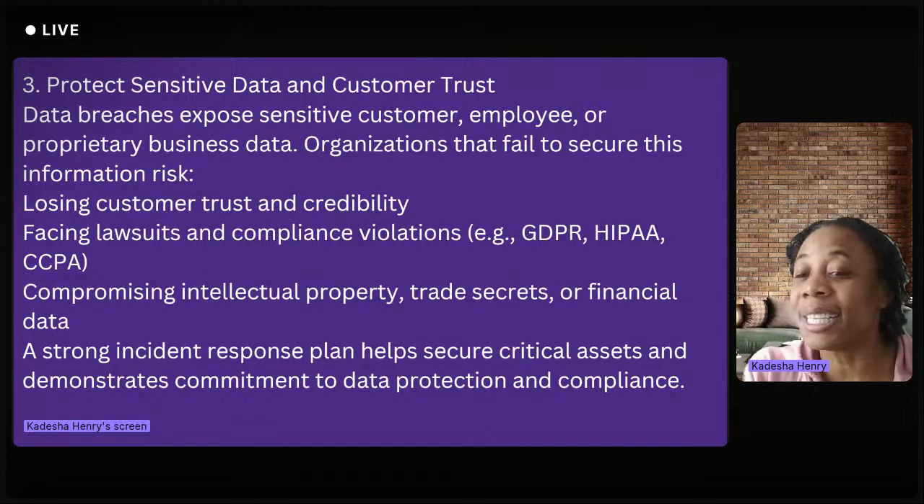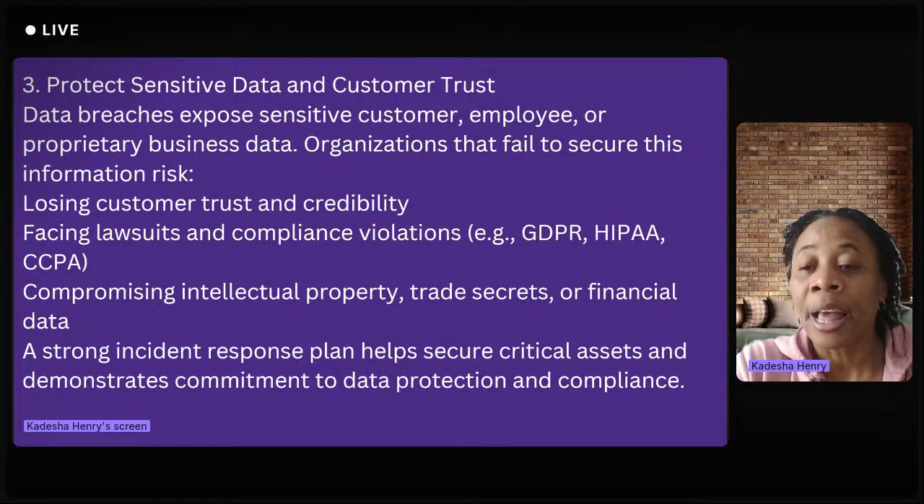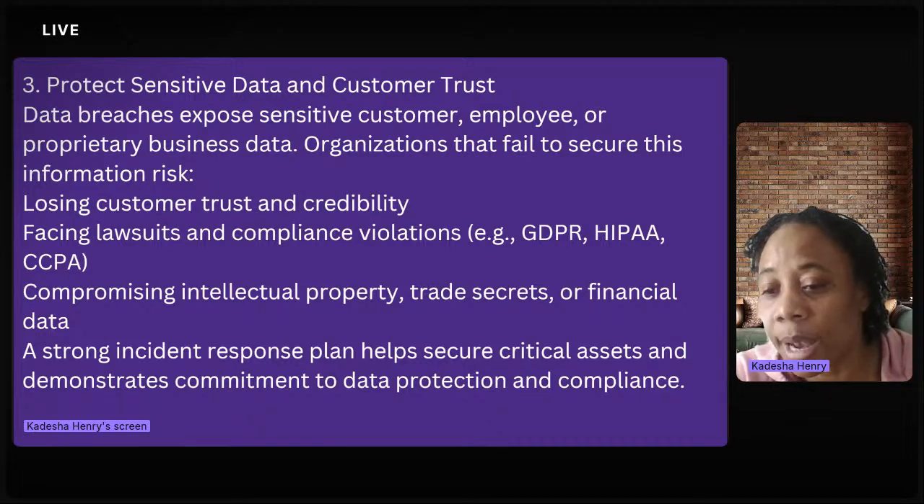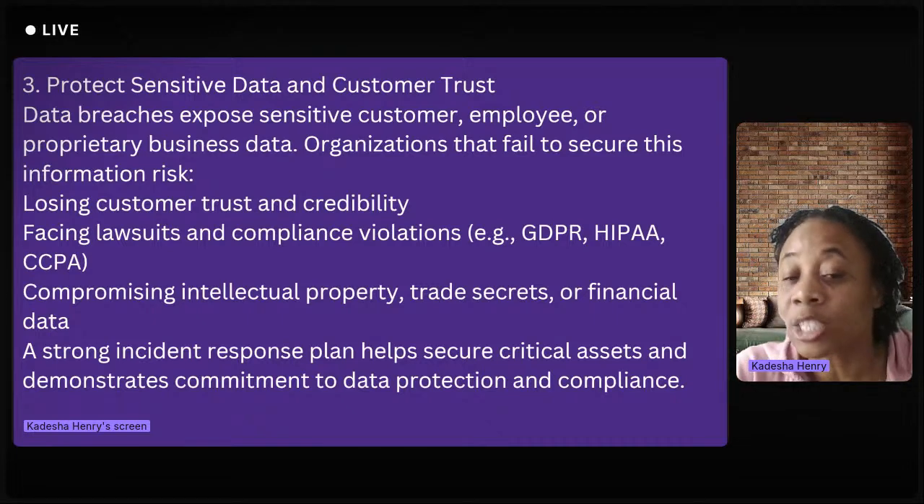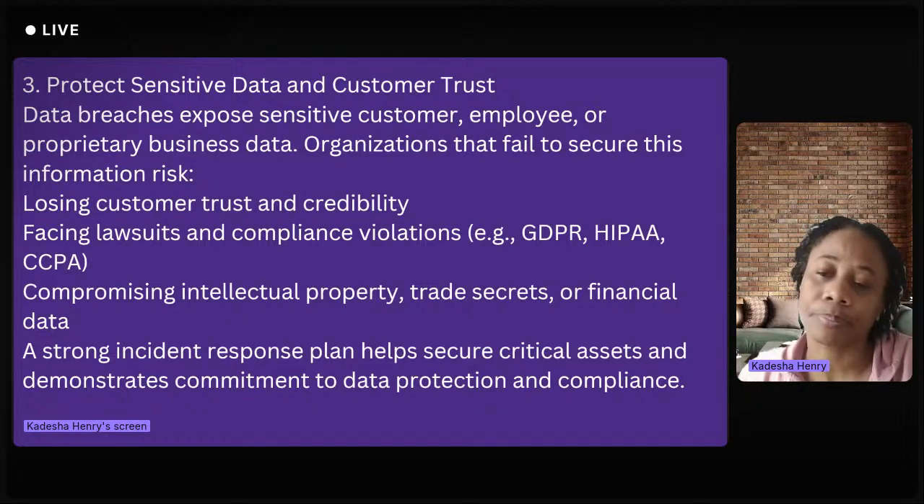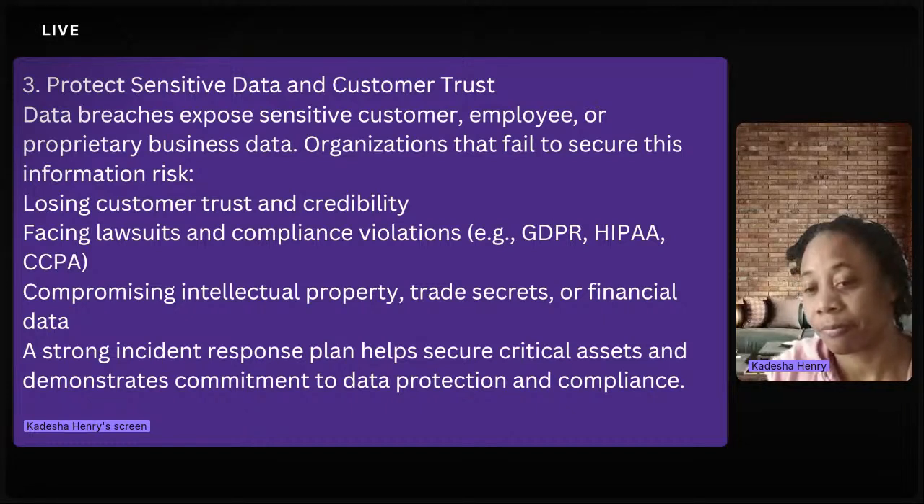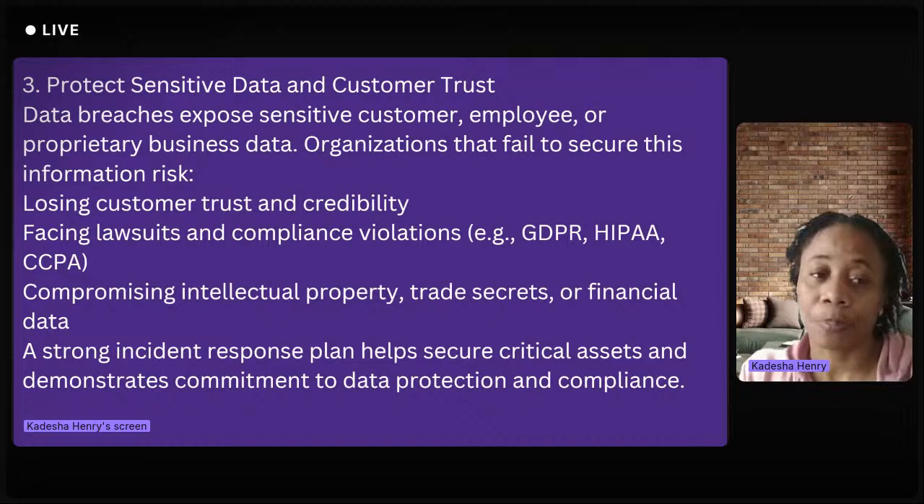So these are the reasons we need incident response plans. Compromising intellectual property, trade secrets, financial data. This is what we're trying to prevent, and this is why we're saying an incident response plan is important. A strong incident response plan helps to secure critical assets and demonstrate commitment to your data and protecting it and being in accordance with compliance. This is why we need an incident response plan.